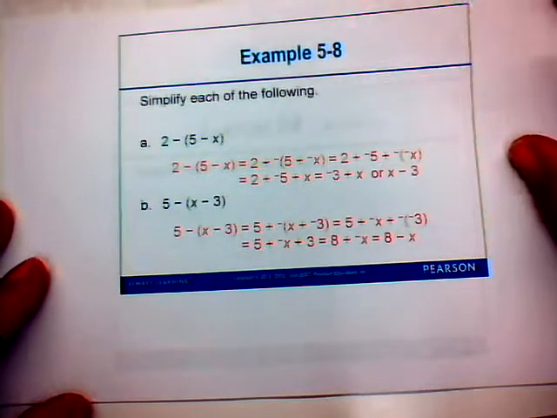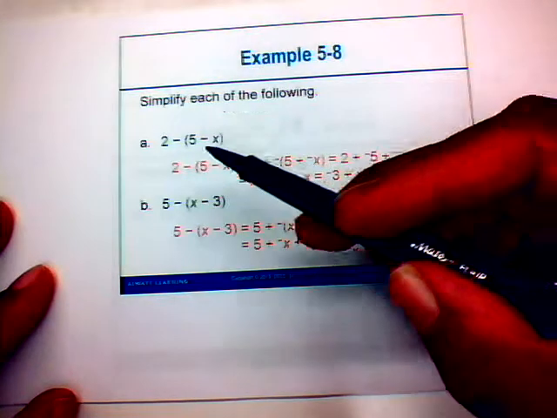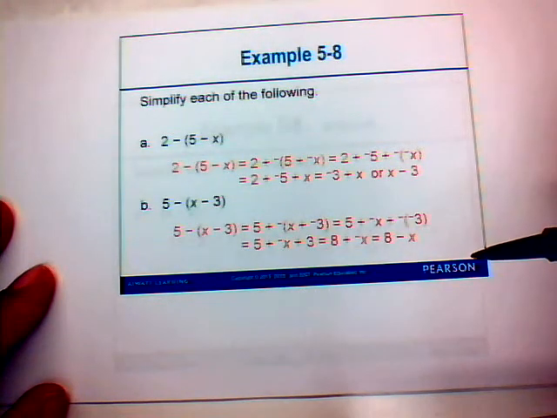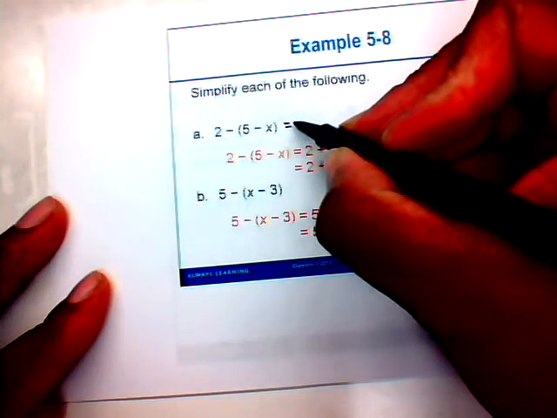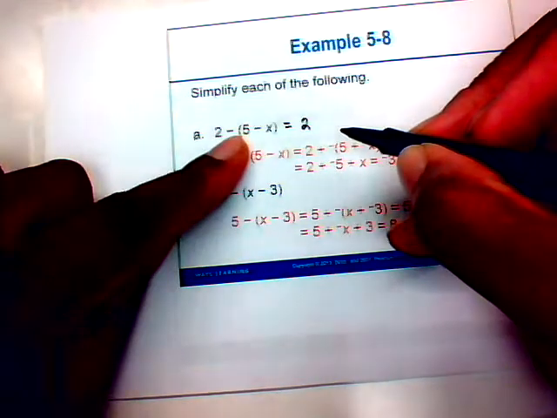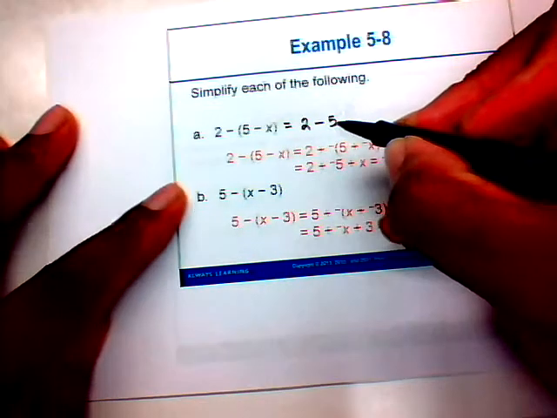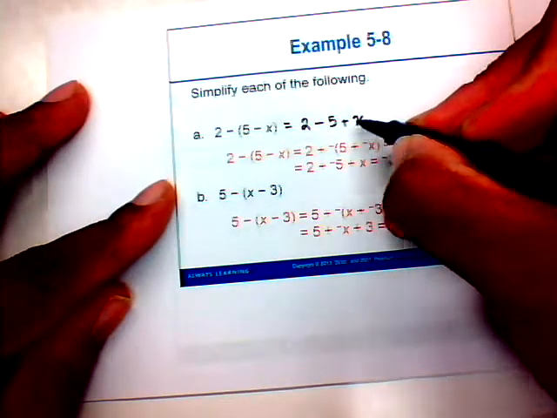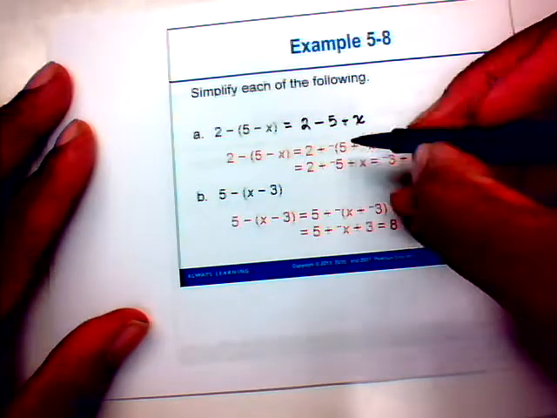Then simplify each of the following here. 2 minus, and in parentheses 5 minus x. Now the way that you can do this, I'm going to do it differently from what they have here. Bring over the 2. That minus sign will make the 5 a minus 5. Then the minus sign will make the minus x plus x. So now you get 2 minus 5 plus x.